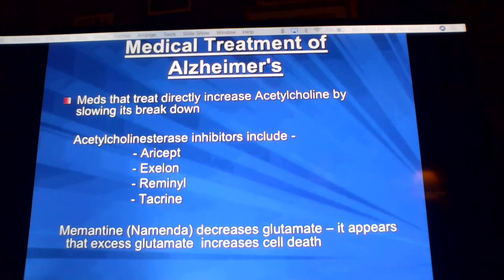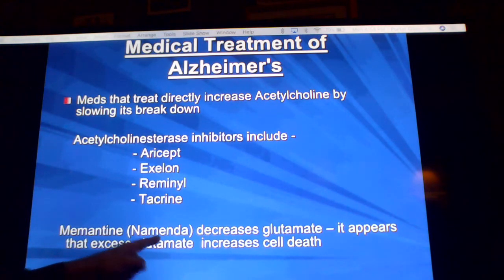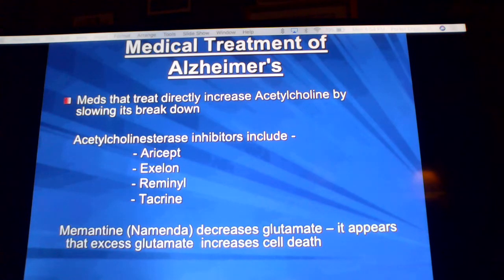There's another medicine called memantine, also called Namenda. This decreases glutamate. I haven't mentioned glutamate much, but it is one of the most common excitatory neurotransmitters in the brain. But they notice that too much glutamate can cause cell death. So what Namenda does is it decreases glutamate, therefore decreasing cell death. But again, we're not getting robust responses with these medicines. They just don't work like we'd like them to.